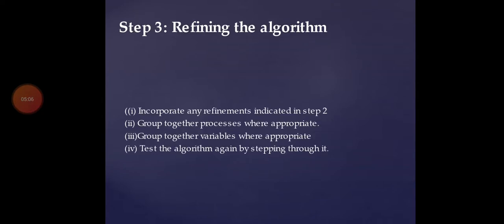And third is refining the algorithm. Incorporate any refinements indicated in step 2. Group together processes where appropriate. Group together variables where appropriate. Test the algorithm again by stepping through it.